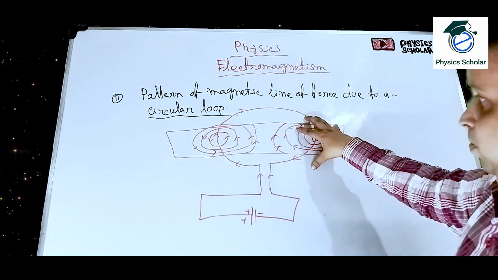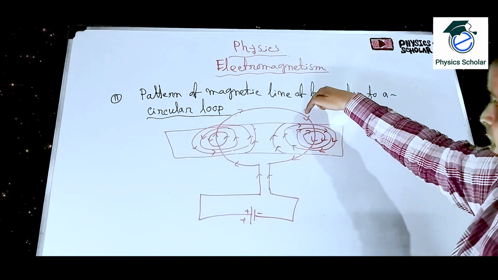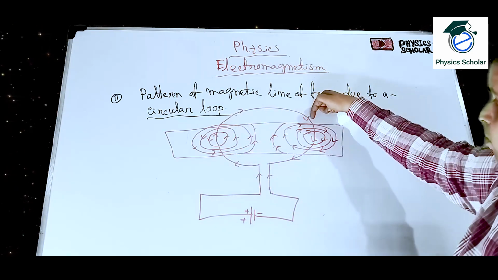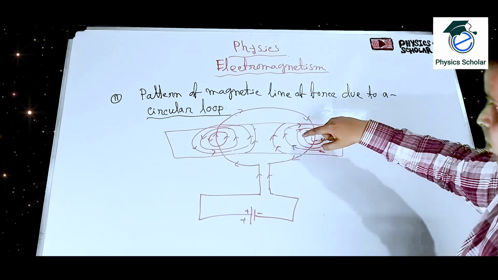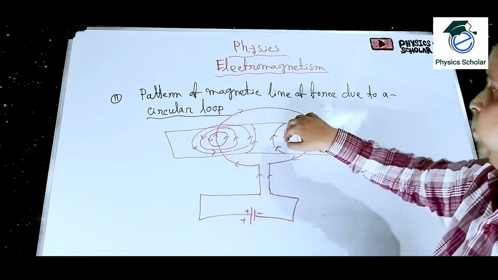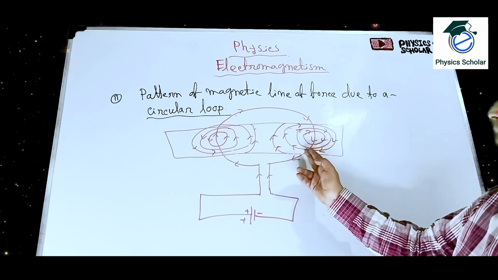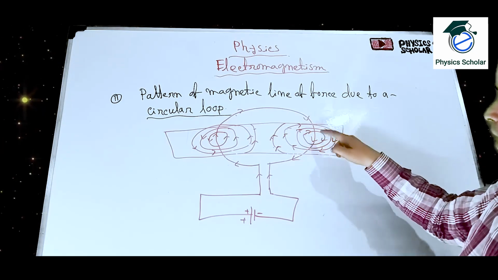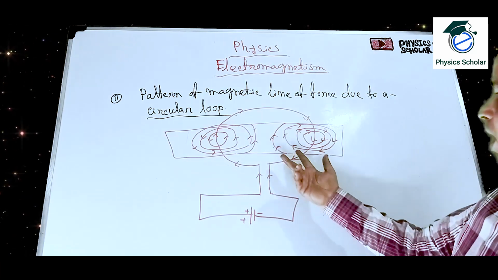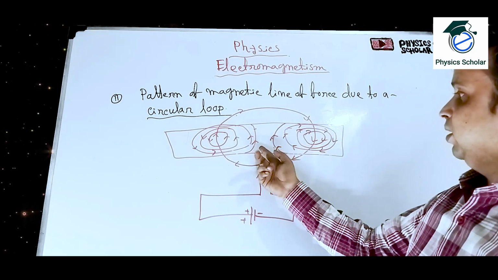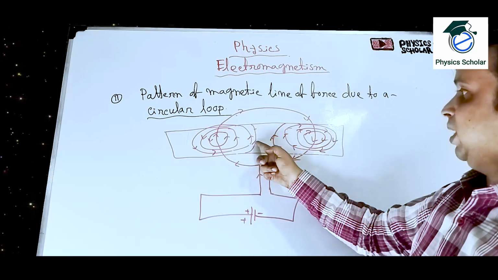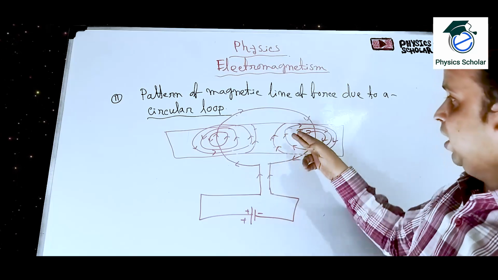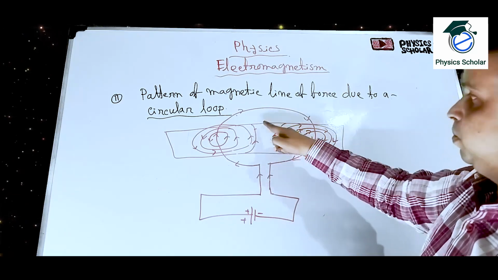For the other arm, the current is flowing in the opposite direction. Here it is from bottom to top, and here it is from top to bottom. So the direction here will be opposite, and it will also be concentric circles, but with opposite directions. Now see, almost at the middle, the directions will be the same. For these two magnetic lines of force, the direction will be the same, and they are almost parallel to each other.